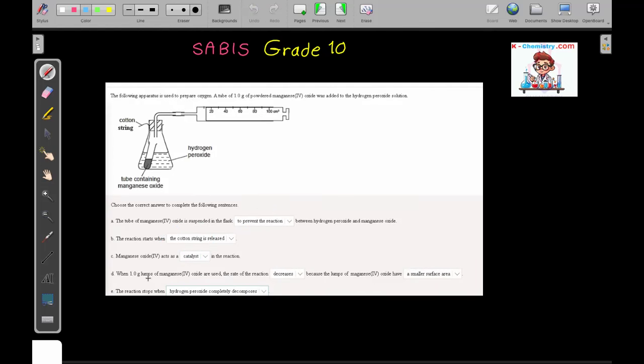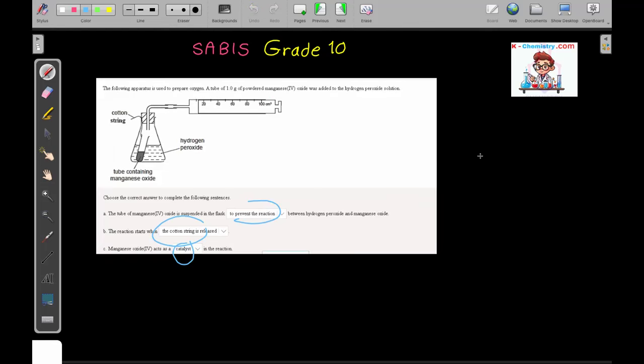When 1 gram of lumps of manganese oxide is used instead of powder at the beginning, it means it decreases the surface area. So once you decrease the surface area, the rate of the reaction will decrease because it has a smaller surface area. The reaction stops when the reactant, which is hydrogen peroxide, is completely consumed.